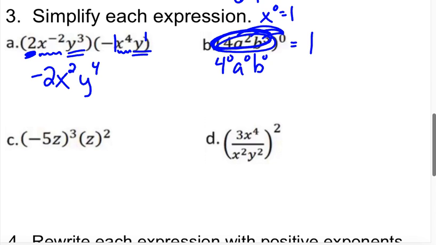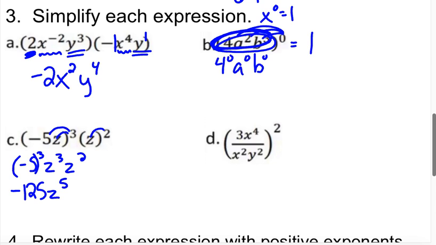Okay, C, we are going to distribute this cube to everything here, and then the square to everything here. Now, you only distribute those things to things that are in their parentheses, like this square doesn't go over to the first parenthesis. That's not good. So we have -5 cubed, z cubed, and z squared. -5 cubed is -125, and we're going to add our exponents, z to the 5th.